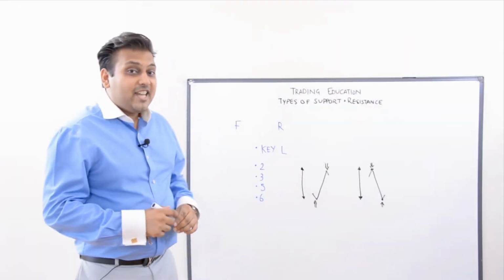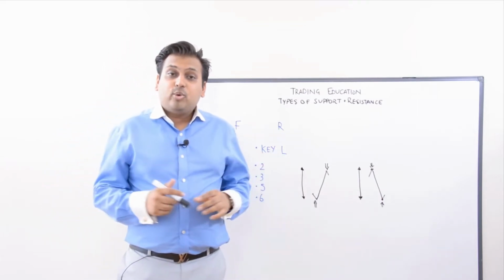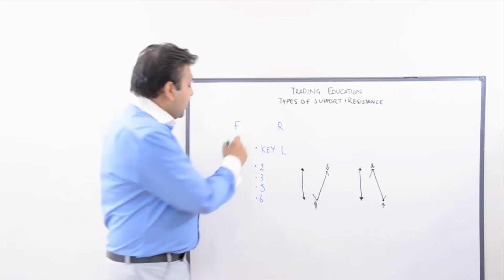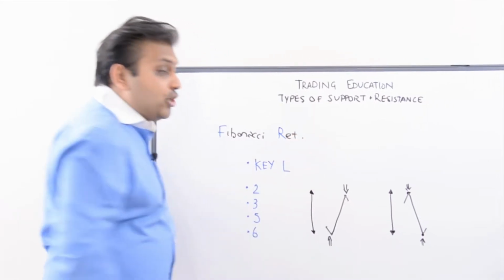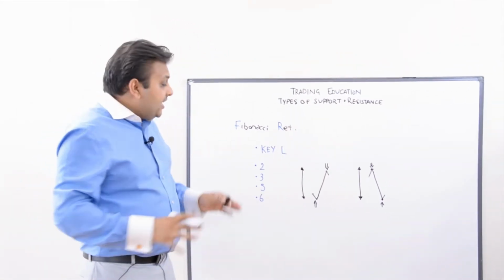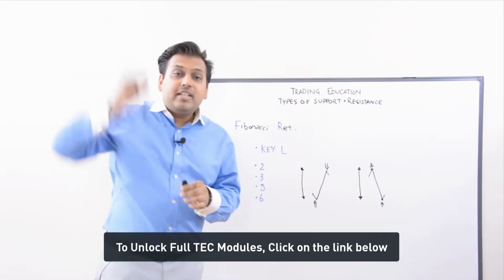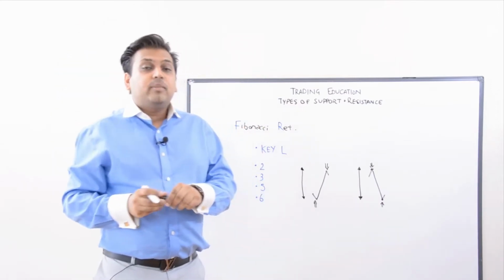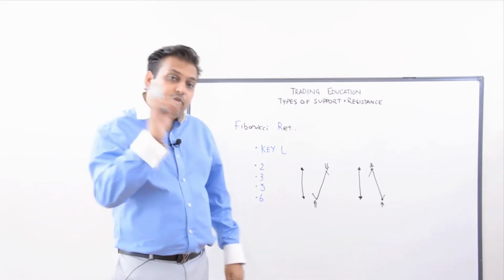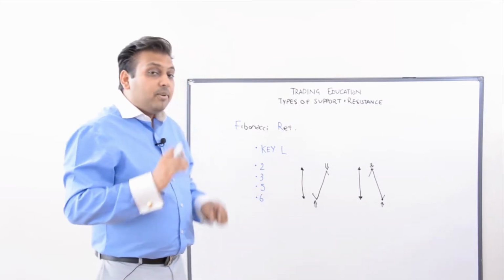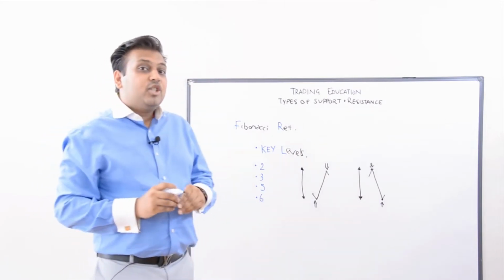Welcome traders once again to the next module in types of support and resistance, and now we're talking about Fibonacci retracement. So Fibonacci retracement is all about the market pulling back to a certain level before continuing on in the direction of the prevailing trend. Let's look at some diagrammatic examples, but before we do that, I want to tell you a couple of key levels that the market generally tends to pull back to.